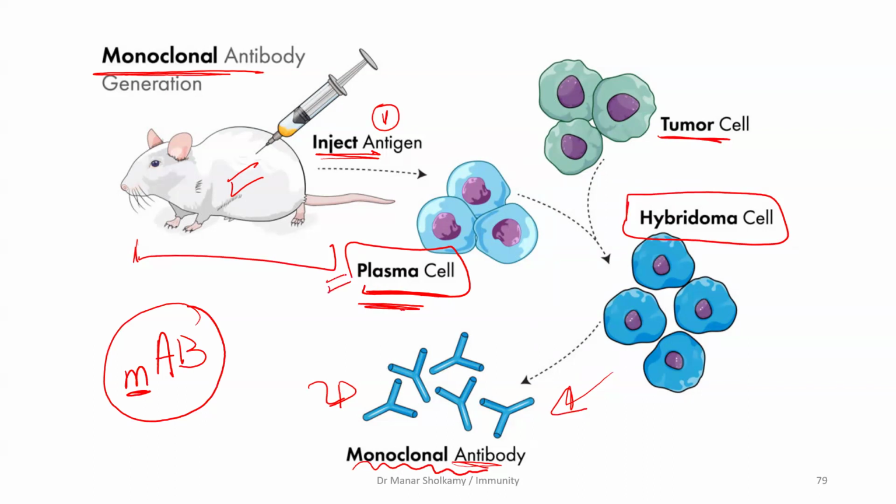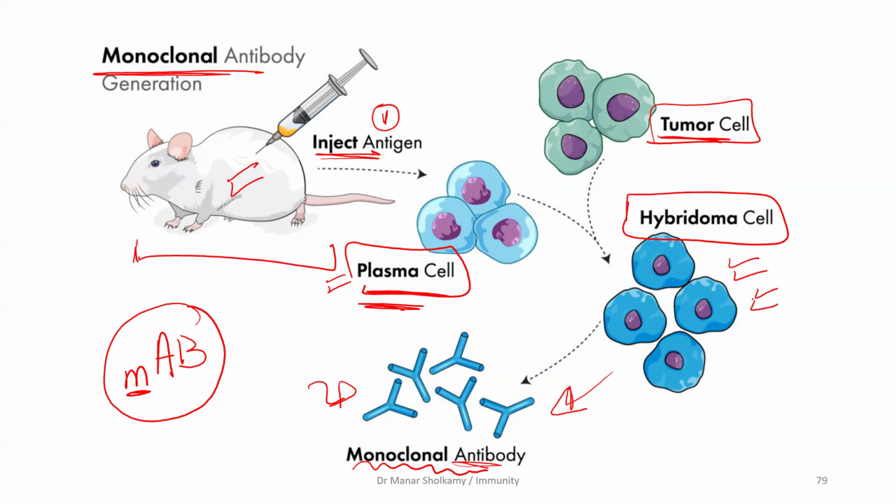This plasma cell has a problem. It will die very soon. So I will have to fuse it with a tumor cell, myeloma cell or tumor cell that does not die. When I fuse them together, how do I fuse them together? I use what? Fusogens. And give me an example of a fusogen. Fusogen is something that will fuse the plasma with the tumor cell. Yes, a small current called electrofusion or a chemical known as polyethylene glycol or just PEG. Okay? Okay, Farouk? Good. I'll fuse them together. This will give me a hybrid cell or a hybridoma cell.